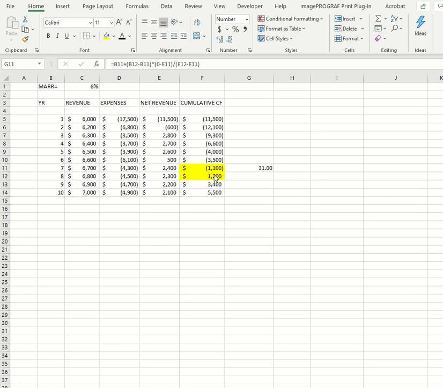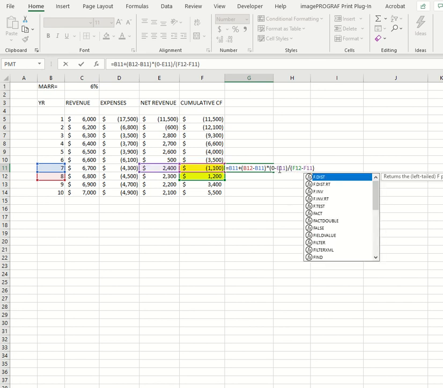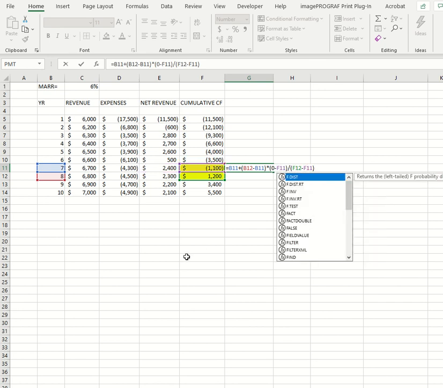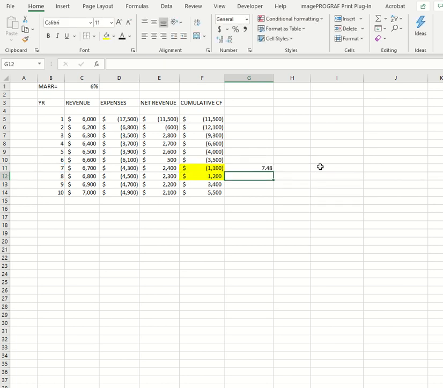Oh, I know why, because I'm picking the wrong values. Where I have an E in here, that needs to be the F. I'm sure that people who are watching this are seeing that. There. Okay. So it'll take about 7.48 years for this to become positive.